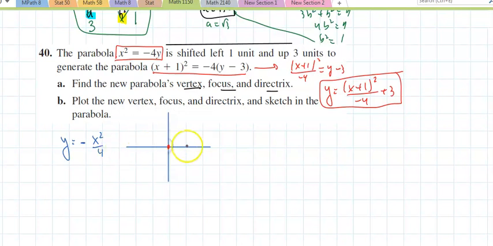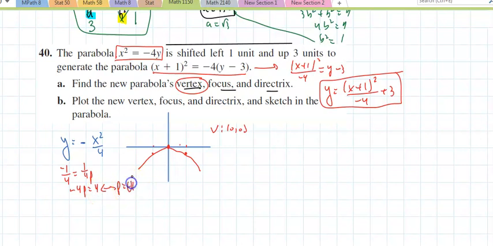0, 0, 1, -1/4, -1, -1/4. There's the graph. I'm going to label the vertex. The vertex for this graph is 0, 0. I'm going to figure out what the focus is. 1 over 4 equals 1 over 4p. It's negative. Multiply: -4p equals 4. That means p is -1.